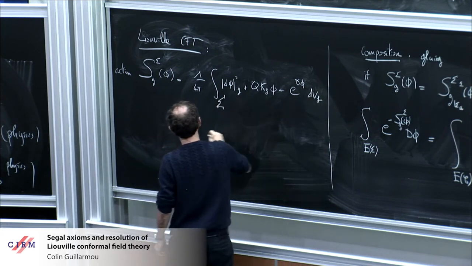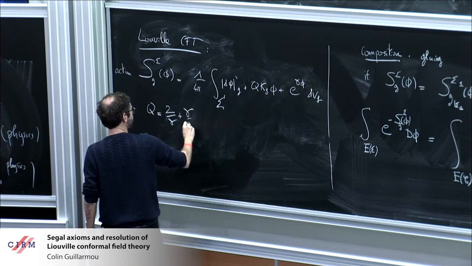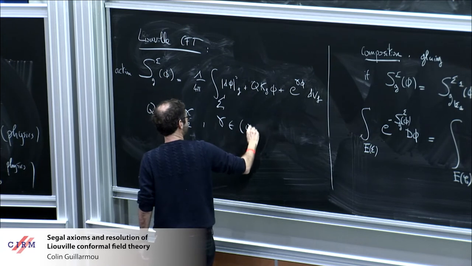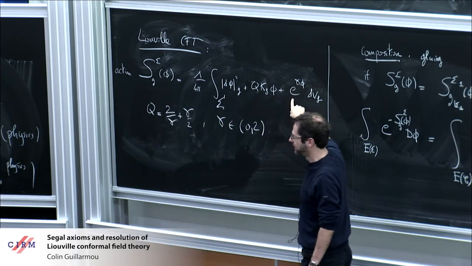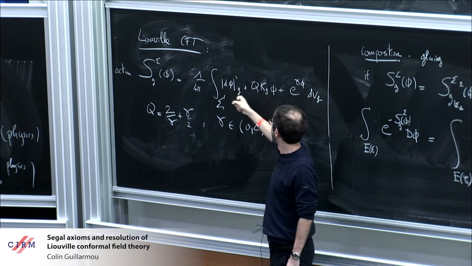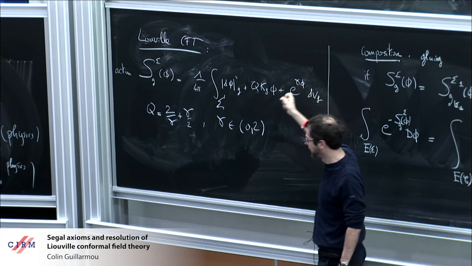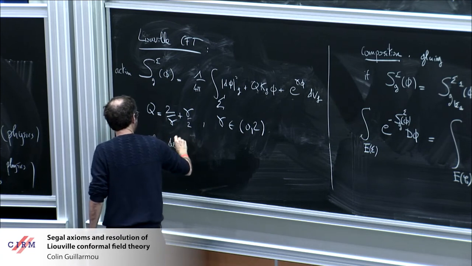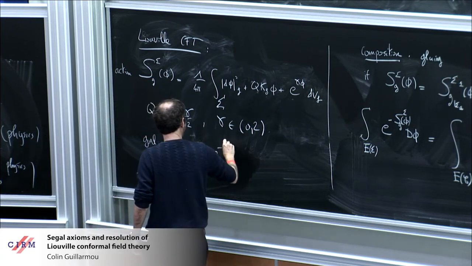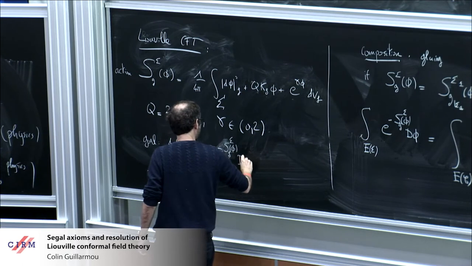So what is Q? Q and gamma are coupled in a certain way, like this. So you have two parameters, one is gamma, one is Q. So you see the Gaussian term, then you have a curvature term, which is linear in the field, and then you get an exponential in the field. So the goal is to define the formal measure exp(-S(phi)) d phi.